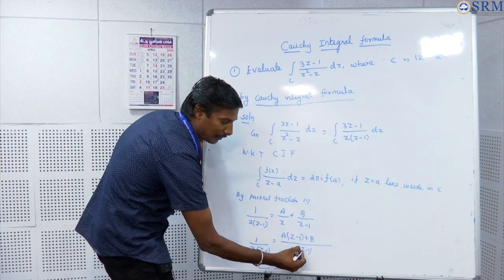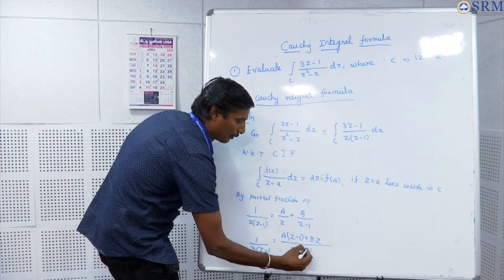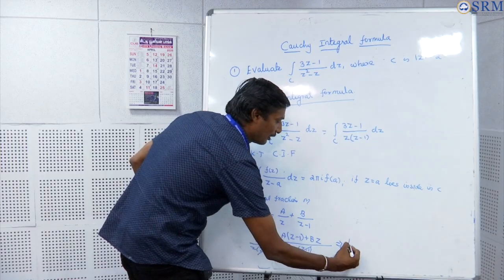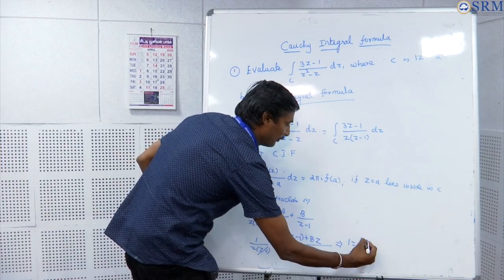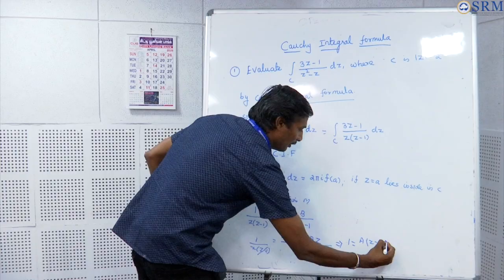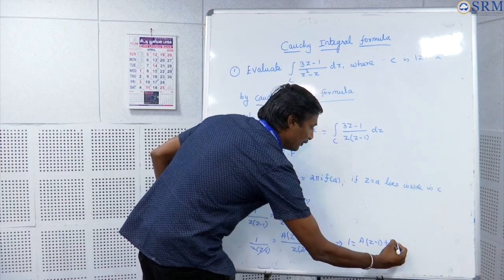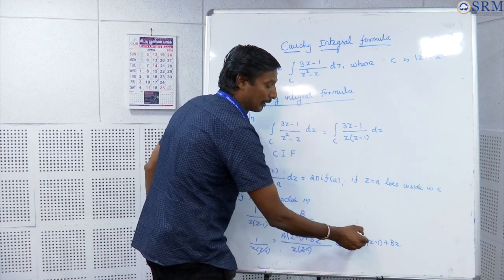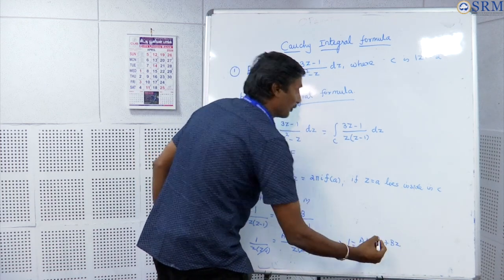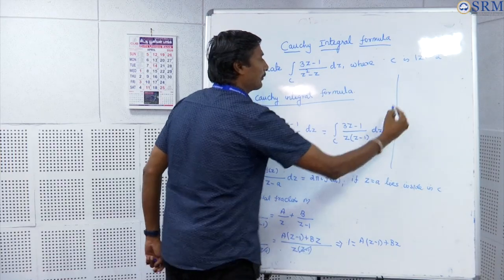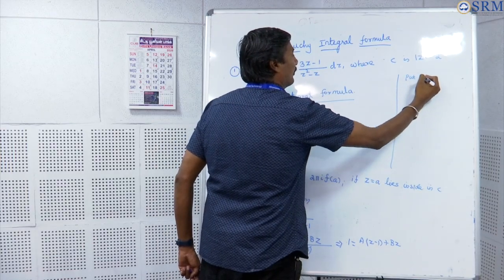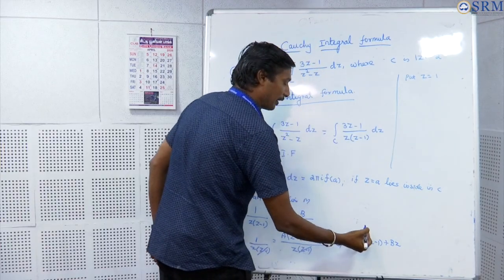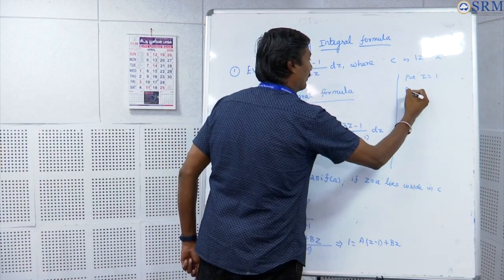For b, the missing term is z. So the denominators cancel and we get 1 is equal to a times (z minus 1) plus b into z. Okay, we use the substitution method to find the constant values of a and b. Put z equal to 1. Then a term is 0, and we get b is equal to 1.